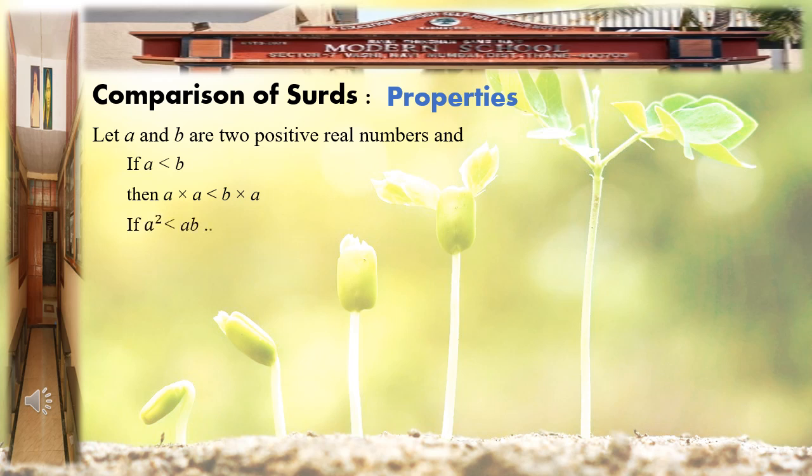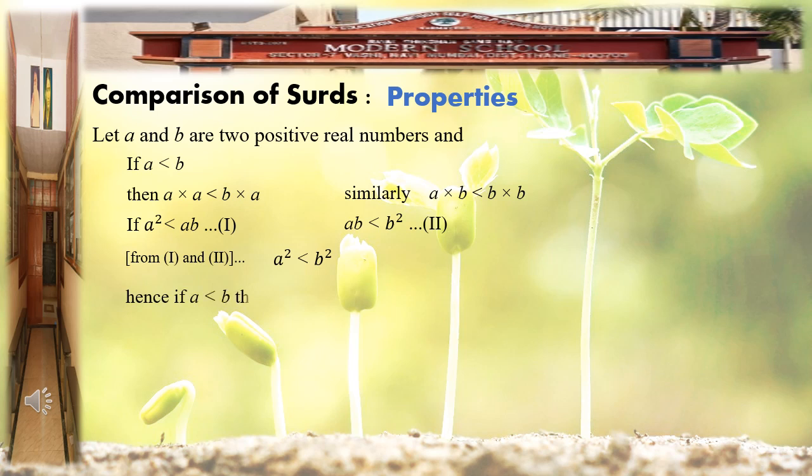Solving further, we get a square is less than ab. Consider it as equation 1. Similarly, if we multiply b both sides, we get ab is less than b square. And consider it as equation 2. Now, from equation 1 and 2, we get a square is less than b square. So, we came to know that if a is less than b, then a square is less than b square.